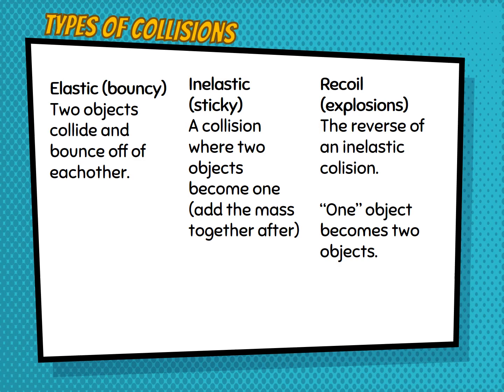Inelastic would be the opposite of that. We have two objects before the collision, and rather than bouncing off of each other, they stick together. So they become one object, which means we had to add the masses together, and they'll have the same velocity as each other. A recoil is the opposite of a collision, and it's kind of the reverse of an inelastic collision. So we'll have one object that splits into one or more pieces.